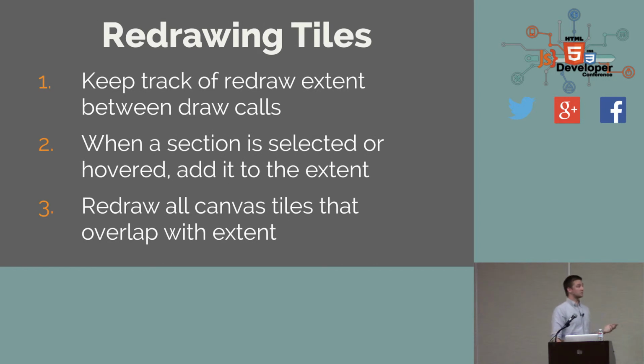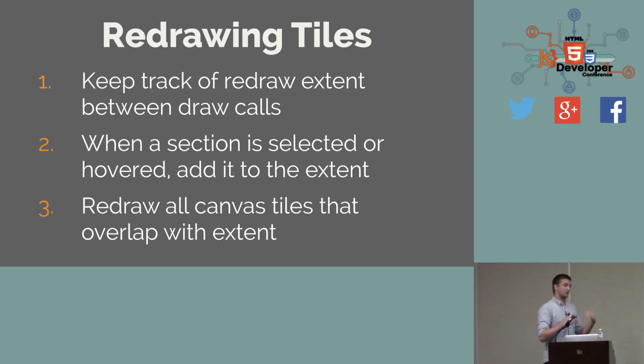And then redrawing tiles. So we have a couple things that cause a tile, or tiles, to need to be redrawn. Let's say you hover over a section. Well, we draw a nice little outline along what section that refers to. So we need to let our redraw function know, OK, we need to redraw this tile. And so the way we do this is we keep track of a redraw extent between each redraw action we do. Because sometimes a couple different actions will happen between our last request animation frame and our next one.